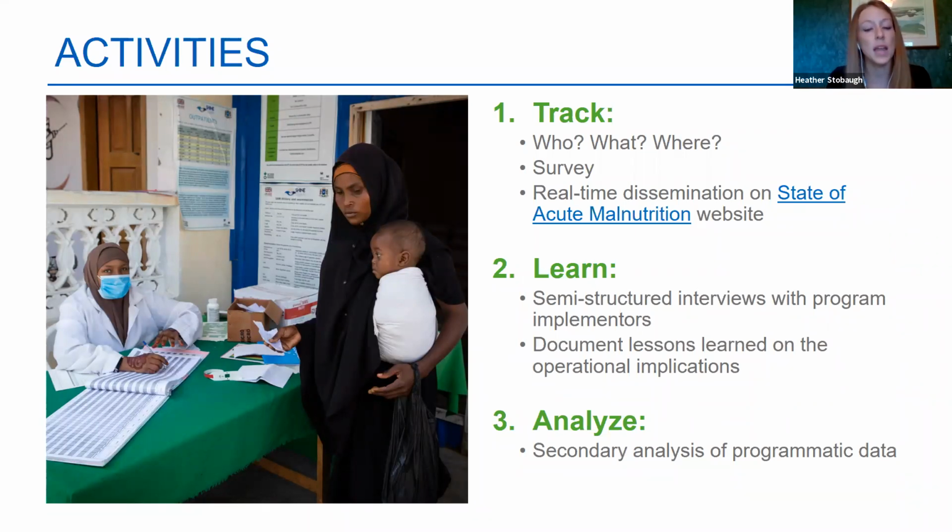So we're disseminating a survey. We're trying to do that as widely as possible. And we're asking implementing organizations to fill out the survey to tell us what adaptations they are implementing. And then we're trying to disseminate that on a publicly accessible website, the State of Acute Malnutrition, which I'll highlight here in a minute. Secondly, we really want to learn what this looks like on the ground.